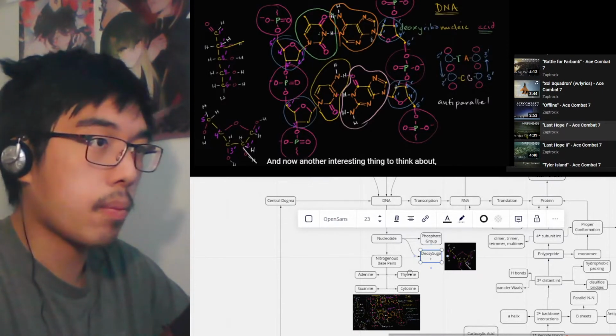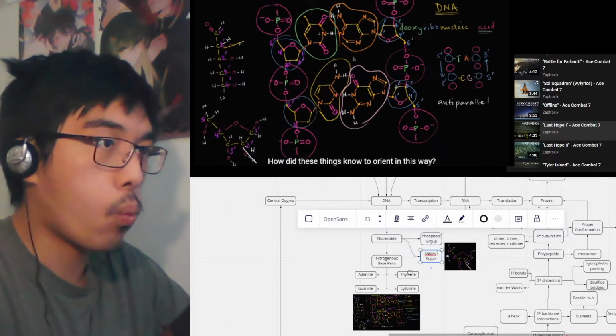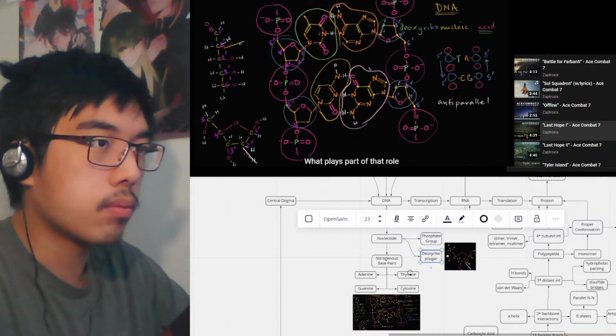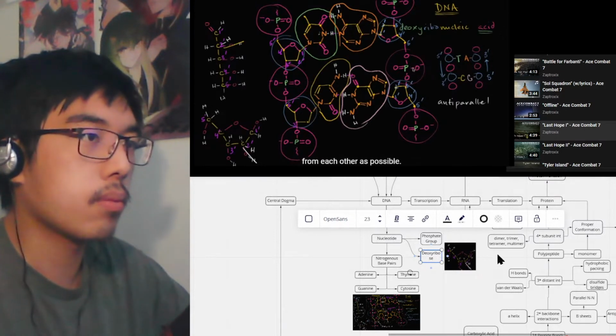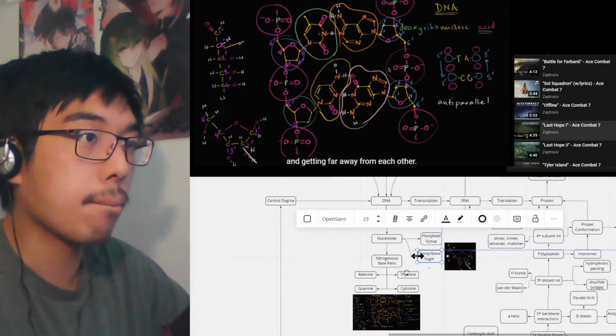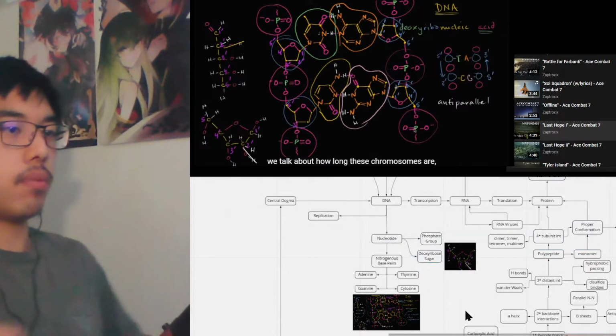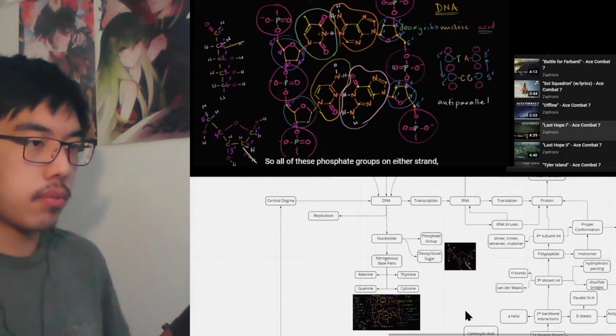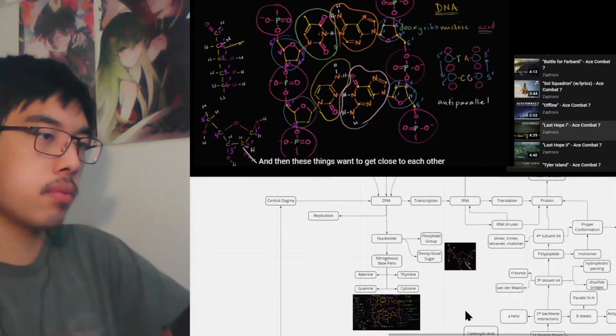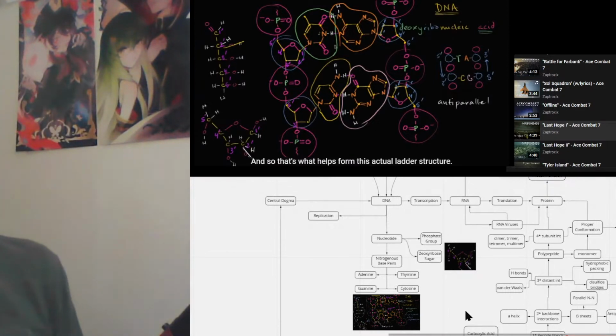Another interesting thing to think about, since we're talking about the molecular structure of DNA, is how do these things form? How do they know to orient in this way? Part of that role is the fact that these phosphate groups are negative. Things with an outright negative charge are going to try to get as far away from each other as possible. These are very, very long molecules. In the introductory video to DNA, we talk about how long these chromosomes are and how many base pairs we have. All of these phosphate groups on either strand want to get away from each other, and the bases want to get close to each other because of the hydrogen bonds. That's what helps form this ladder structure.